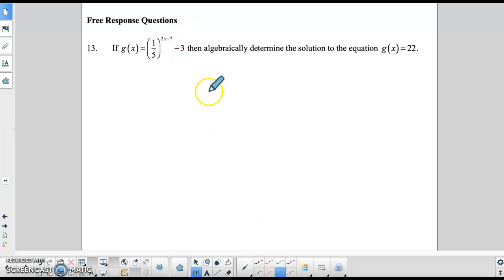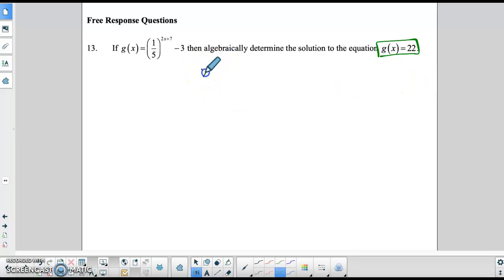Okay, now we have 2 more examples to go. Question 13, short response questions. Okay, so this g function, g of x equal to such and such. We need to find the solution to the equation given g of x equal to 22.